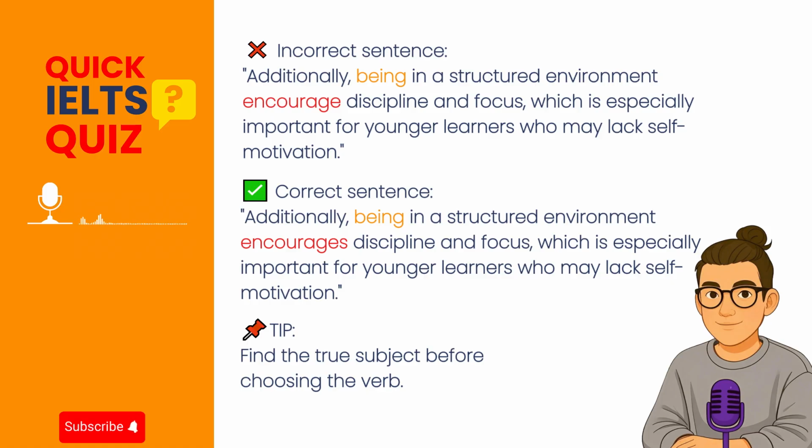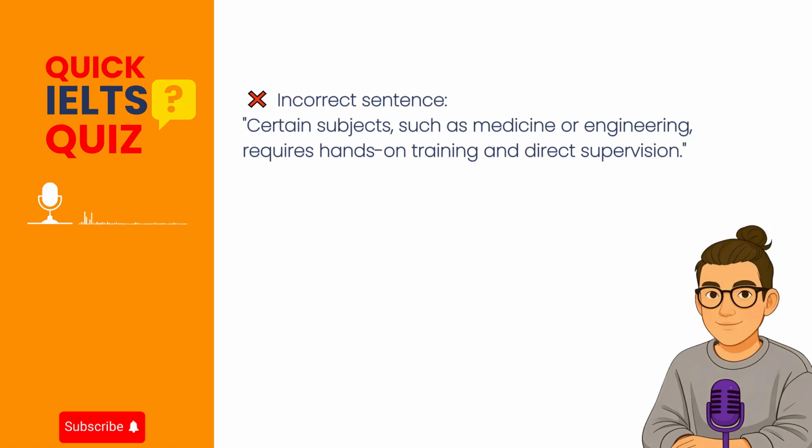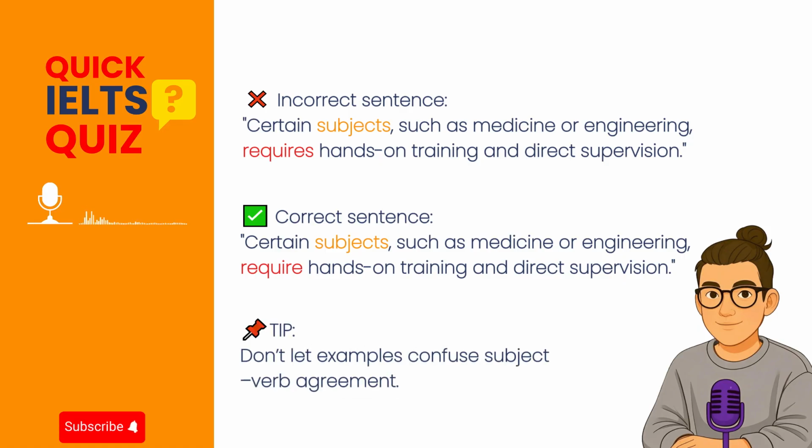Next, error number 8, another subject-verb agreement issue, but this time with academic subjects like medicine and engineering. Here's another subject-verb agreement issue. The subject here is subjects, which is plural. That means the verb must also be plural. Require with an s added makes the verb singular, which doesn't match. Match verb number to the main noun, not examples.